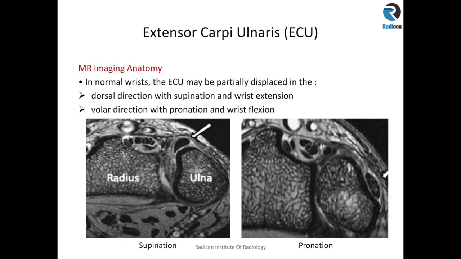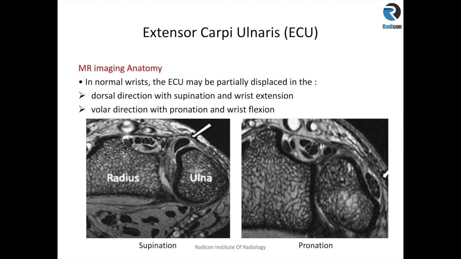So extensor carpi ulnaris position can vary depending on how the patient was imaged. On your left side, you can see the wrist was imaged in supination, and you immediately think that the ECU has been subluxed, but in fact it's just because the wrist was scanned in supination. That's the normal movement of the extensor carpi ulnaris tendon in relation to its groove.